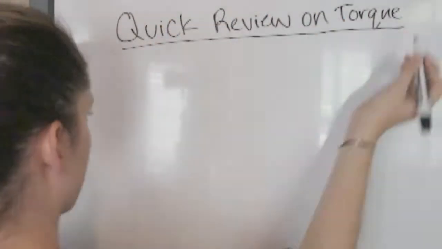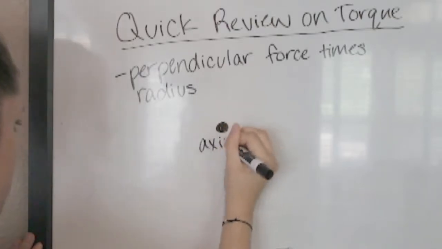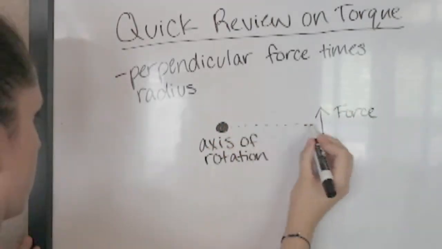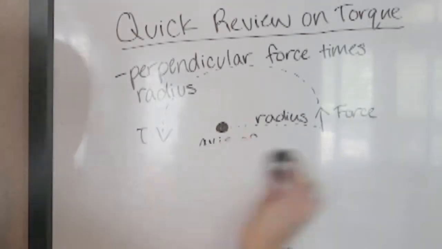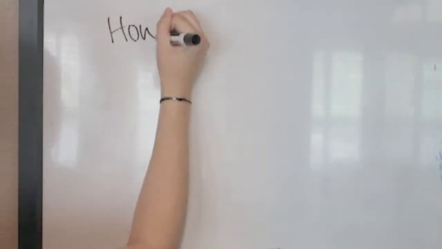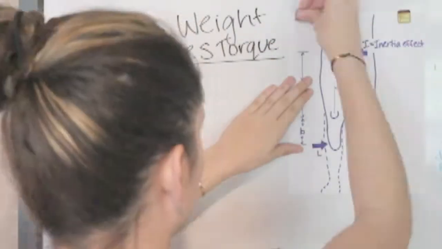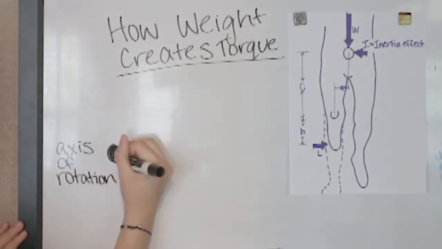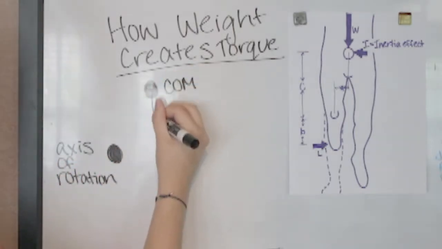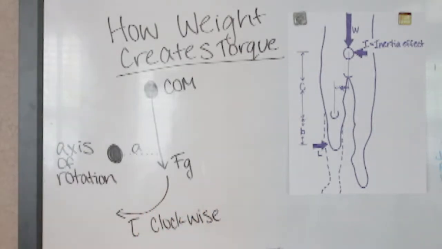Now let's talk about torque. Torque consists of a perpendicular force times the radius at which the force is applied, causing the object to rotate, which is represented by the Greek letter tau. The forces that are unique to prosthetics create torques. For example, the gravitational force is applied at the center of mass of the body, which is at a radius a from the axis of rotation, in this case the knee, which results in a clockwise torque.